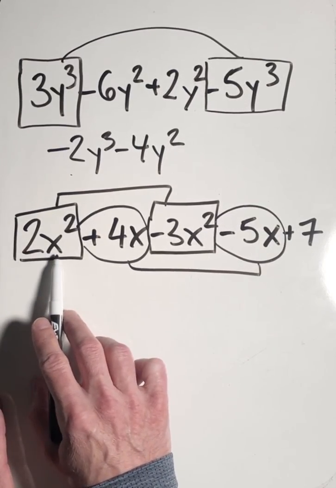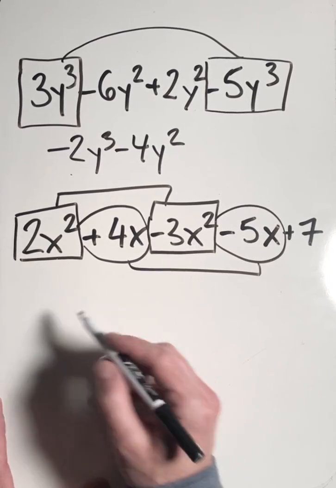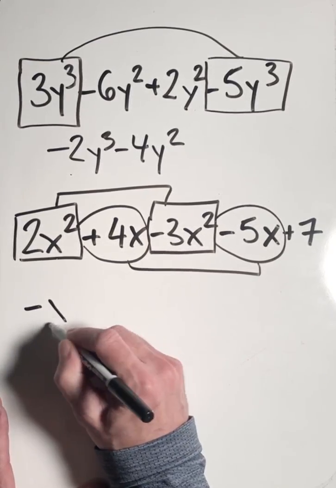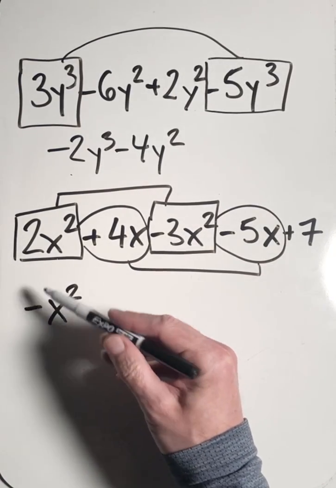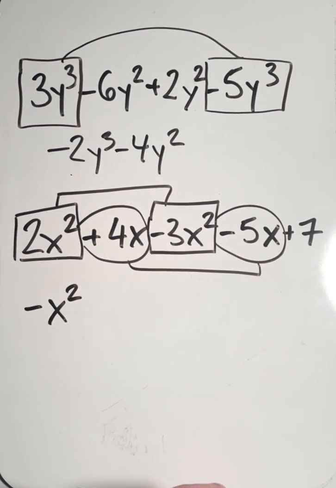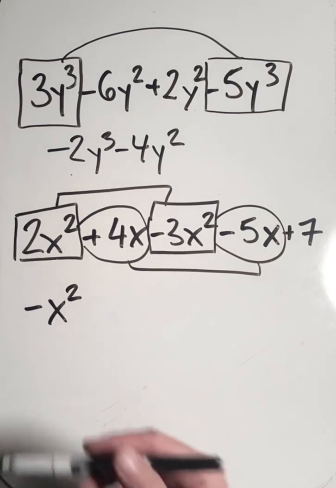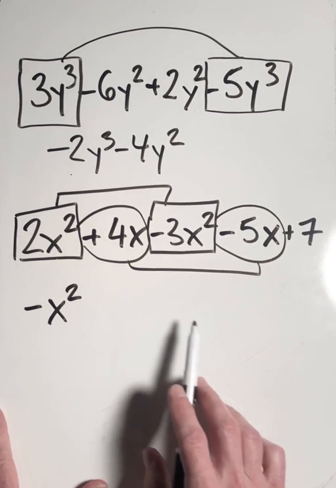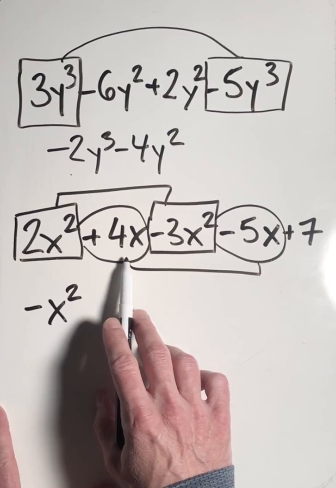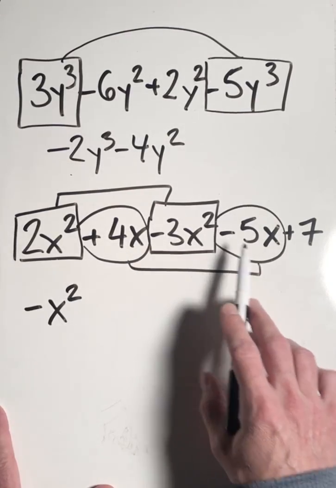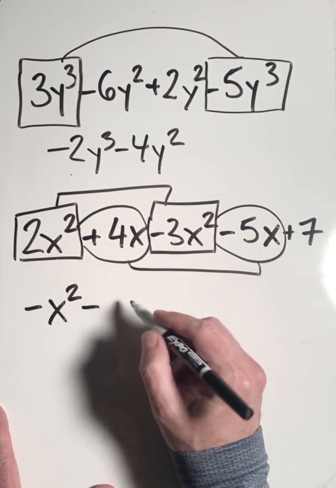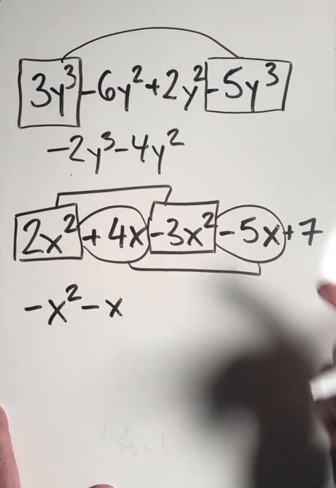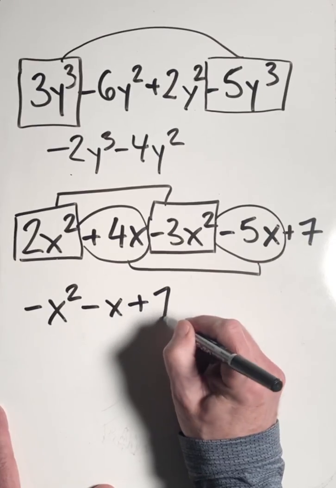So if I have 2 of something and I take away 3 of that thing, I'm going to have negative 1 of those things. Again, you don't need to write the 1 here because it's imaginary, but you're not incorrect if you do. You just may not see it that way. Now I have a positive 4x to the first combined with a negative 5x to the first. So 4 minus 5 would be negative 1x to the first. And I still have a positive 7 out here.